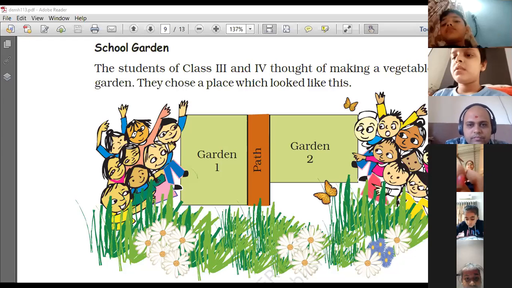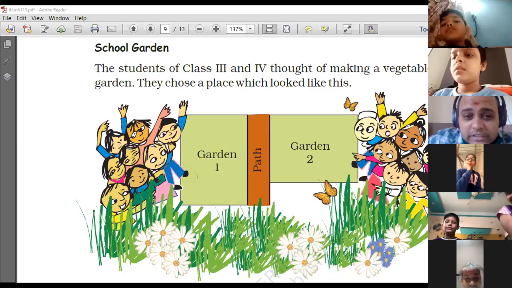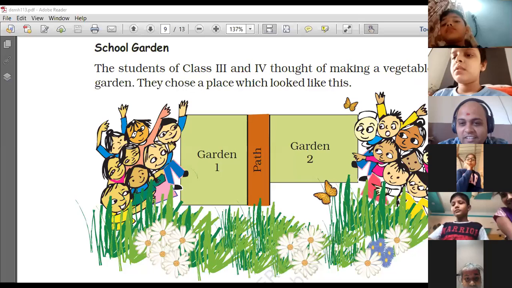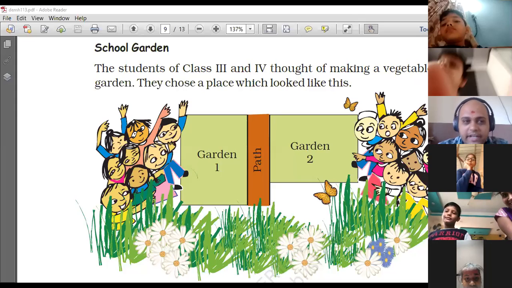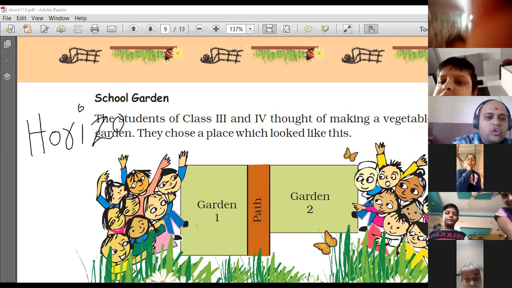Yes, Heth. Sir, garden 1 is in a sleeping line and garden 2 is in a standing line. Okay, that's well said actually. Yes, it looks like both are same. The only difference is the way they are arranged, right? Sleeping line and standing line. So you can say that sleeping is horizontal. The word is horizontal. I want you all to note this down. Sleeping line is called horizontal, and the standing line is called vertical.